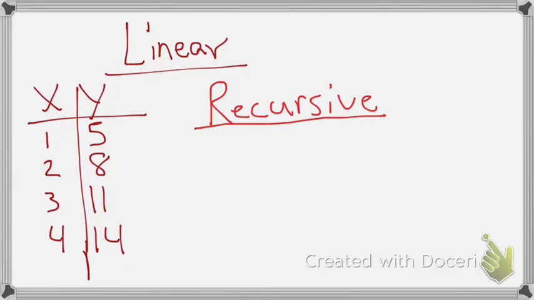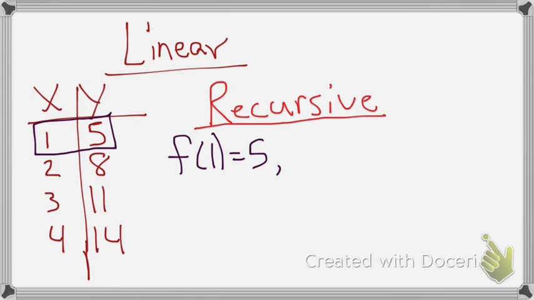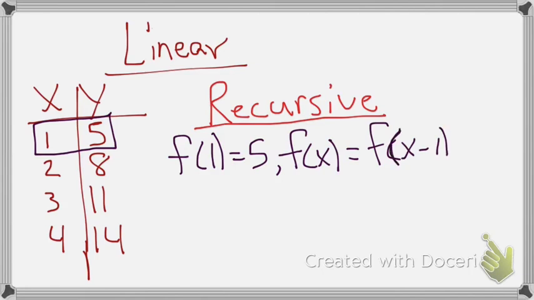Okay, so now the recursive equation for this, remember, we first start with the very first number in our list. So you've got to tell me the first number in our list is 5. And then, to get any other number, we have to take the number before the one we're looking for, and then you guys said add 3 to it.